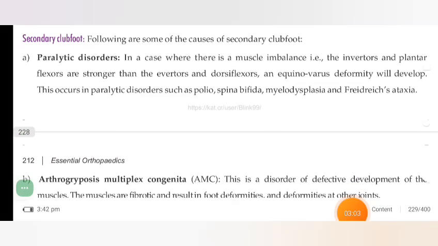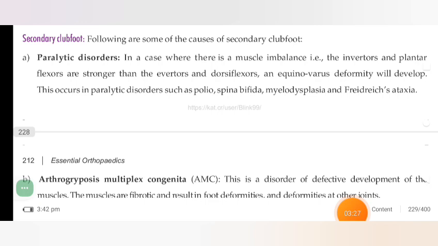Secondary clubfoot. Following are some of the causes of secondary clubfoot. First one is paralytic disorders. Second is arthrogryposis multiplex congenita. Paralytic disorders, in which there is muscle imbalance: inverters and plantar flexors are stronger than the everters and dorsiflexors. An equinovarus deformity will develop.